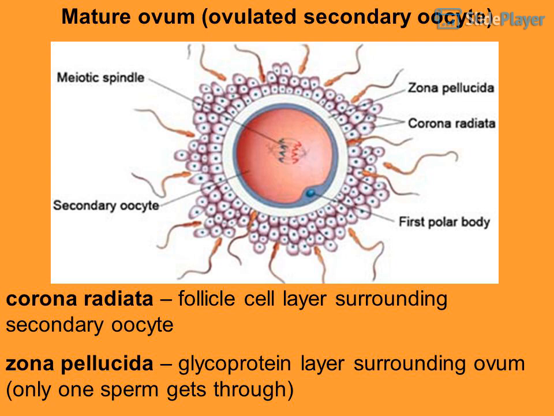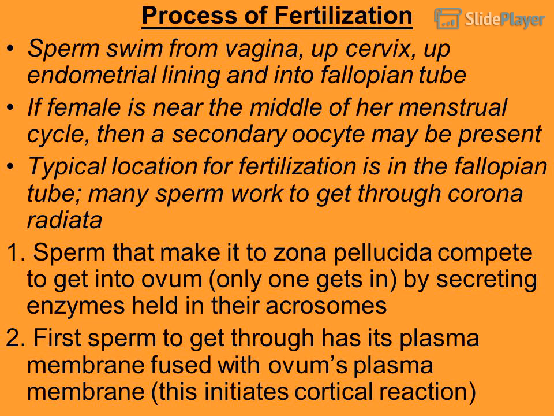Mature ovum, ovulated secondary oocyte. Corona radiata, follicle cell layers surrounding secondary oocyte. Zona pellucida, glycoprotein layer surrounding ovum, only one sperm gets through. Process of fertilization.